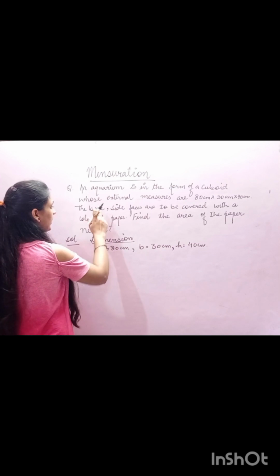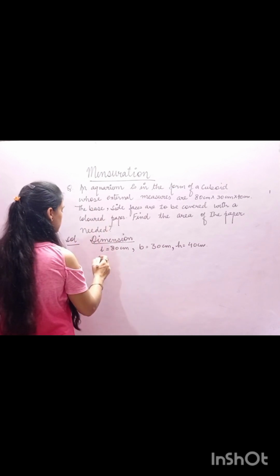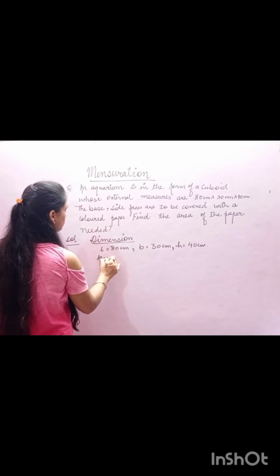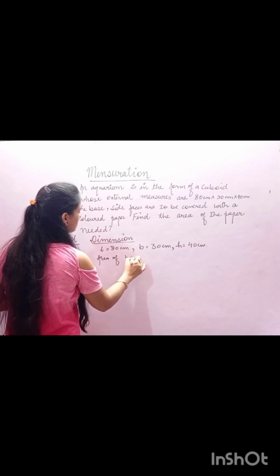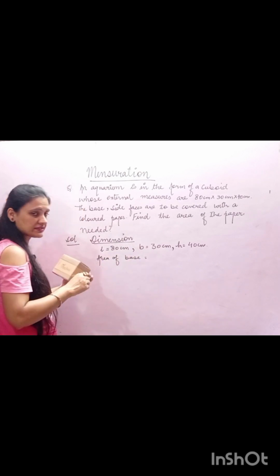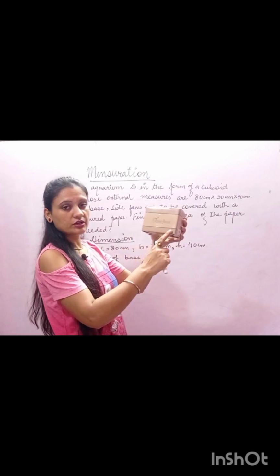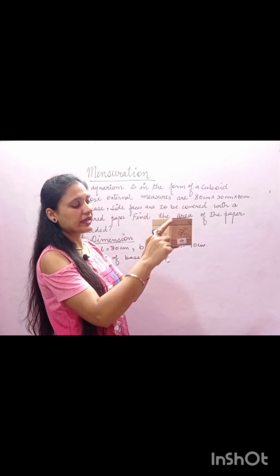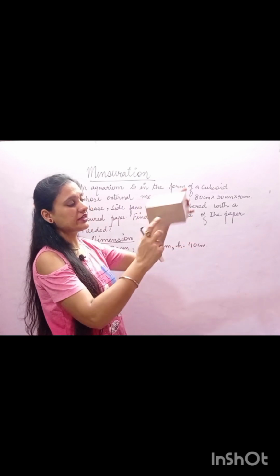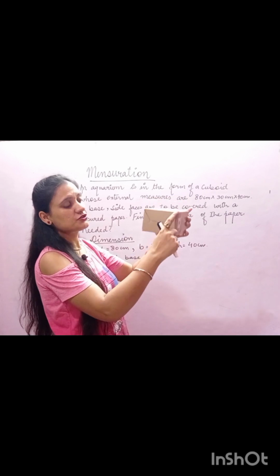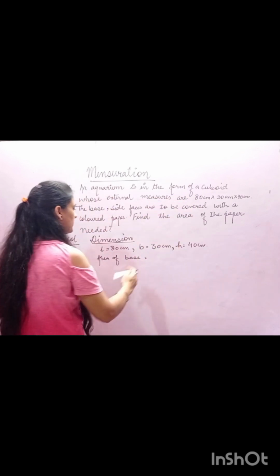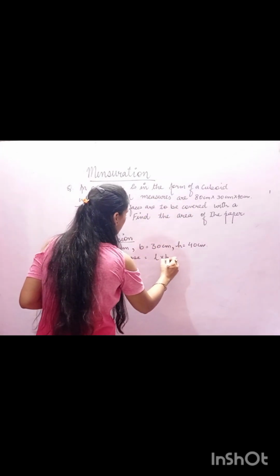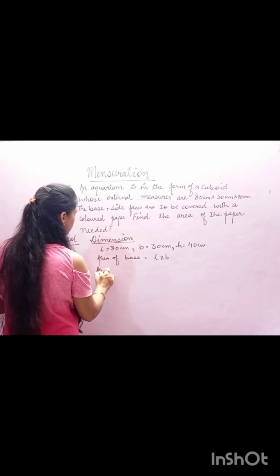Here they want us to find out the area of the base. First let's understand the area of base. How to find out the area of base? As I told you, this is length, breadth and height. Here you have to find out the area of the base. So length into breadth. How to find out the area of the base? That is L into B.